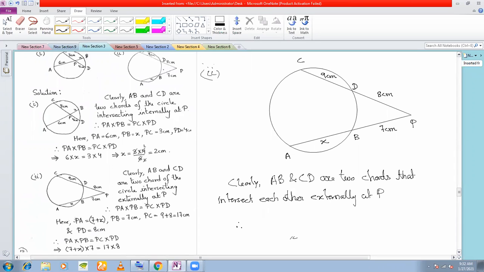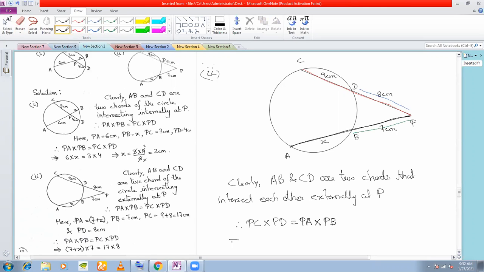So what are the segments here? The first segment here, if you see, is from the point of intersection. This is the first segment, PC. We'll write PC into the next segment here that you can see, this length, PD. We'll write PD is equal to the next segment that you can see here, PA, into, and finally you can see this segment PB.